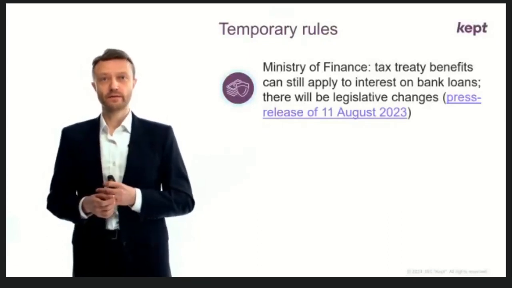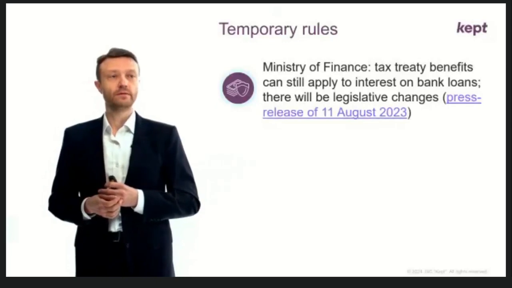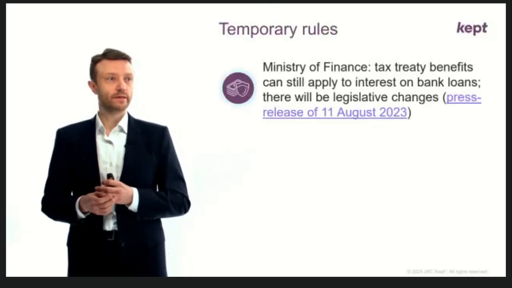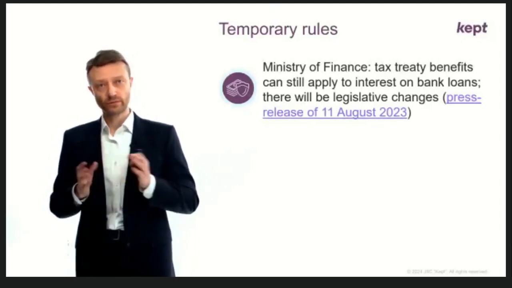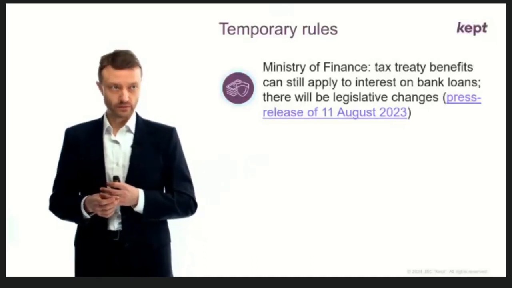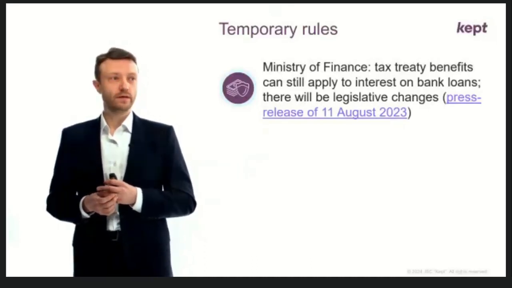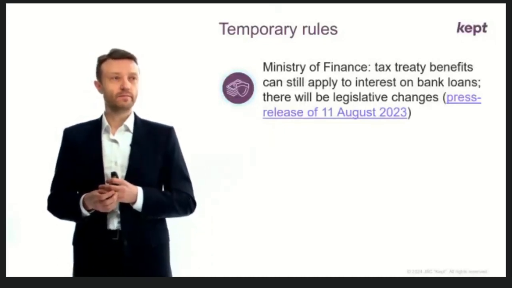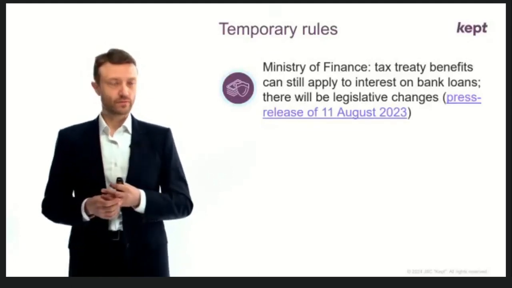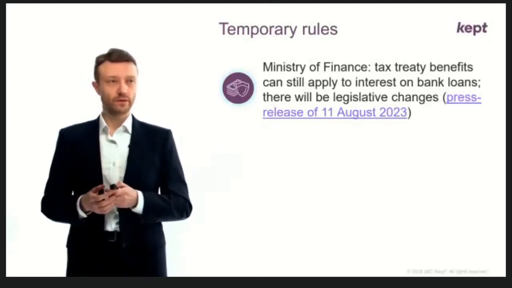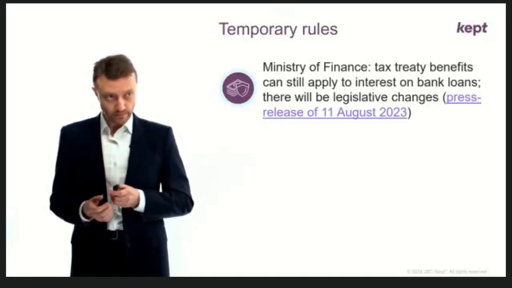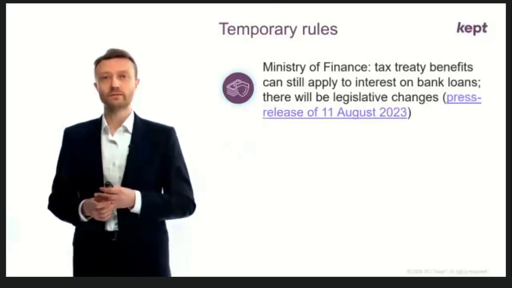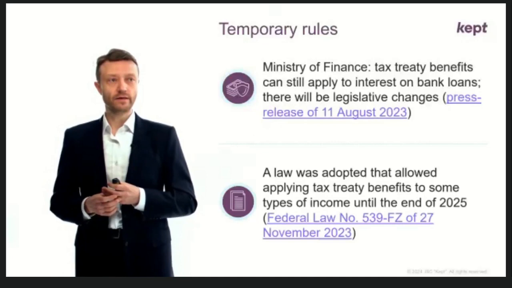How the situation developed: after the suspension took place early in August last year, almost immediately, the Russian Minister of Finance said that tax treaty benefits can still apply to interest on bank loans, which was important for the business community. It provided some certainty, some relief that bank interest can still be subject to reduced withholding tax rates, even though tax treaties were suspended. And the ministry announced legislation changes to the tax law, and they took place indeed.